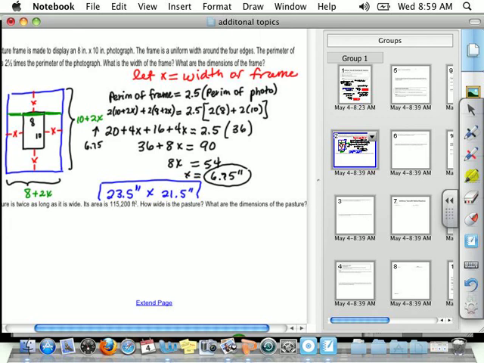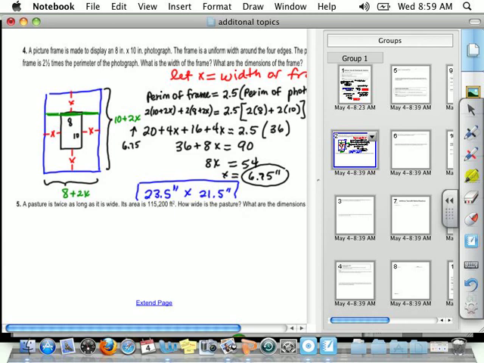Okay, next up. It says a pasture is twice as long as it is wide. Its area is 115,200 square feet. How wide is the pasture? What are the dimensions? Okay, so let's draw a picture.